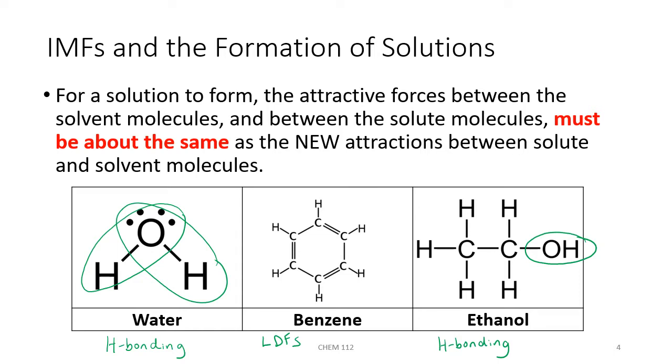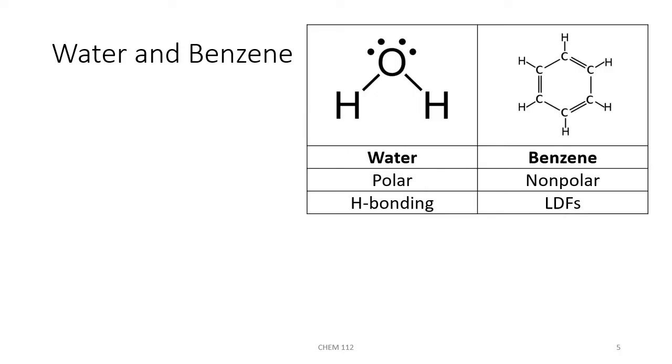It's going to be important that we can analyze the structure and determine what type of IMFs are present before we can say if a solution will form or not. Let's imagine what would happen if we tried to make a solution by dissolving benzene in water. Benzene molecules are nonpolar overall. They are attracted to each other only by London dispersion forces, which are relatively weak intermolecular forces.